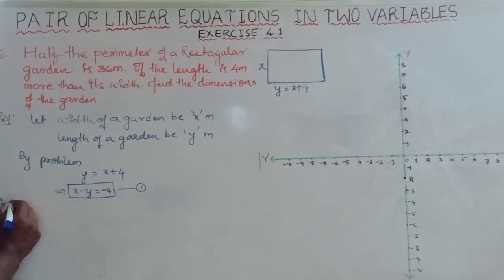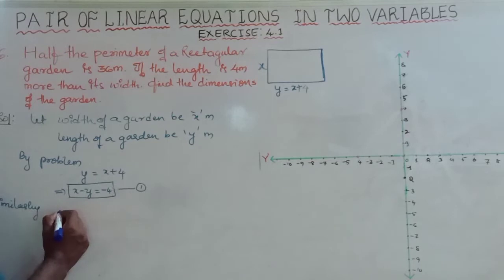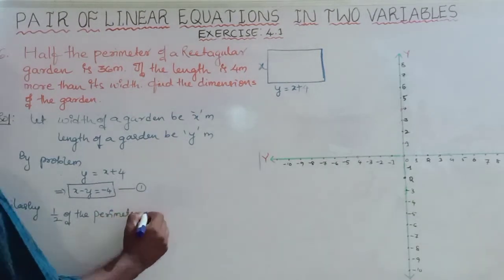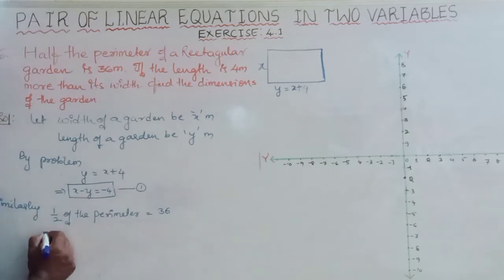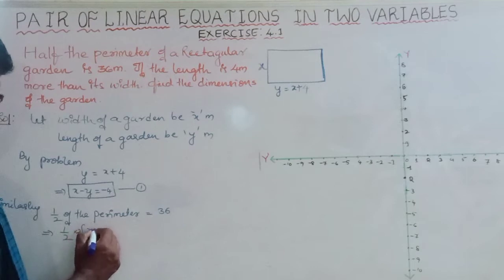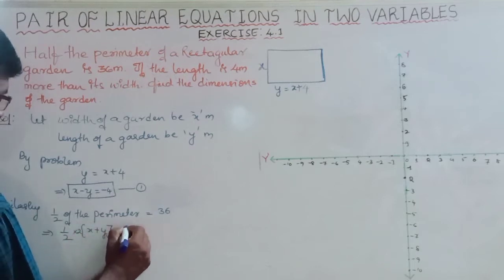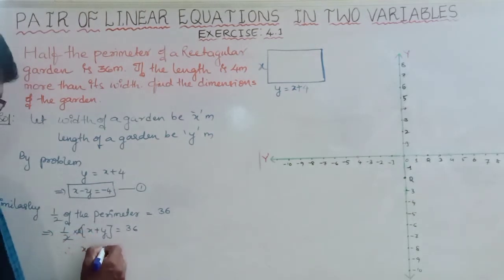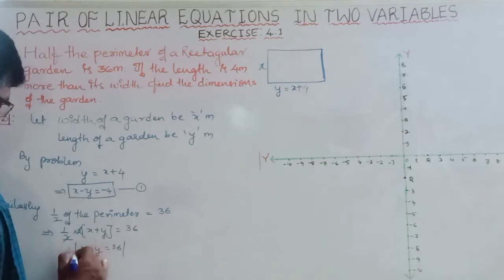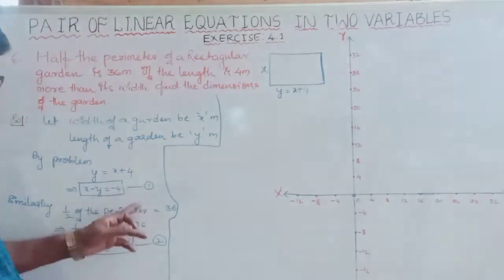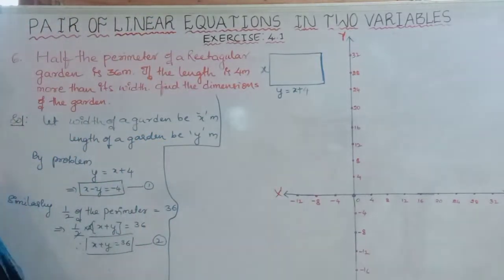Similarly, half of the perimeter is 36. It implies half into 2 times length plus breadth equals 36. The 2 gets cancelled here. x plus y equals 36. Equation 2. These two equations we solve by the graphical method.